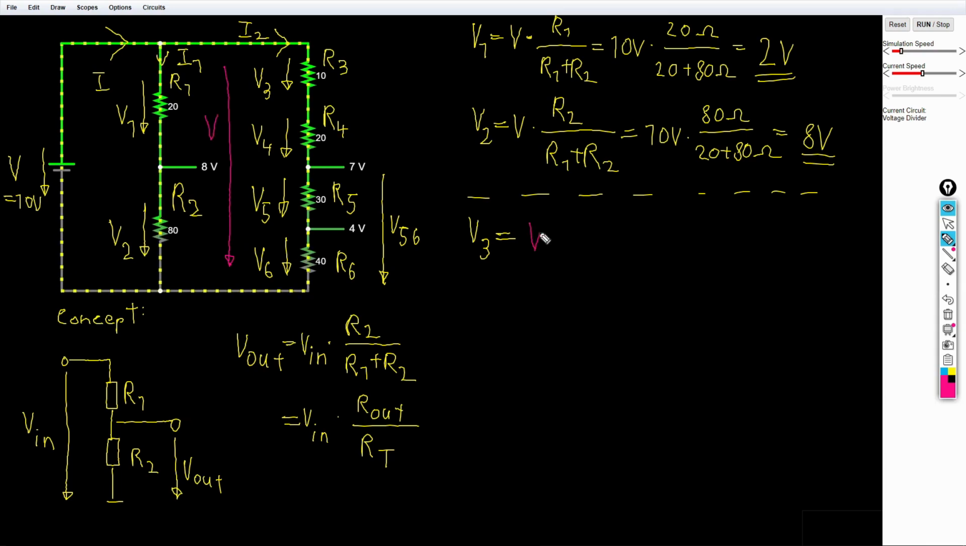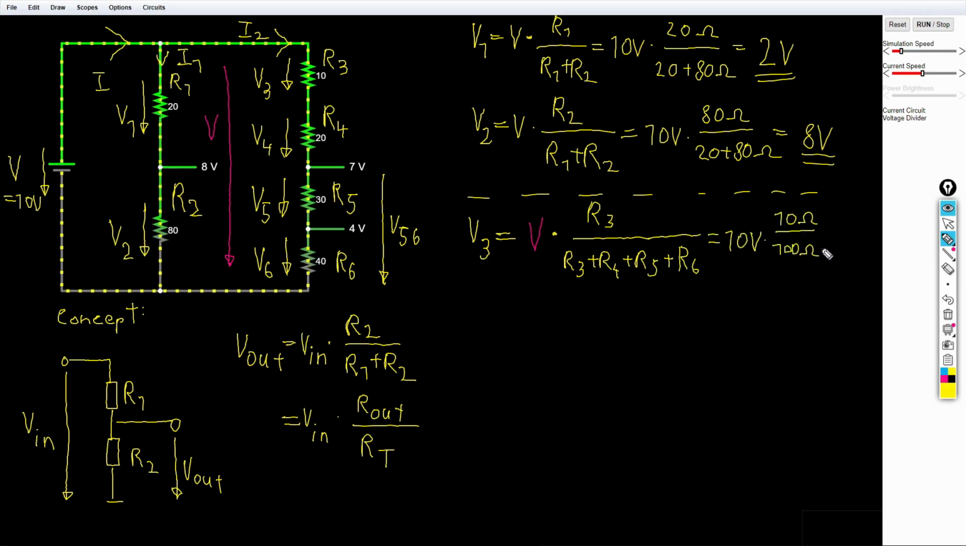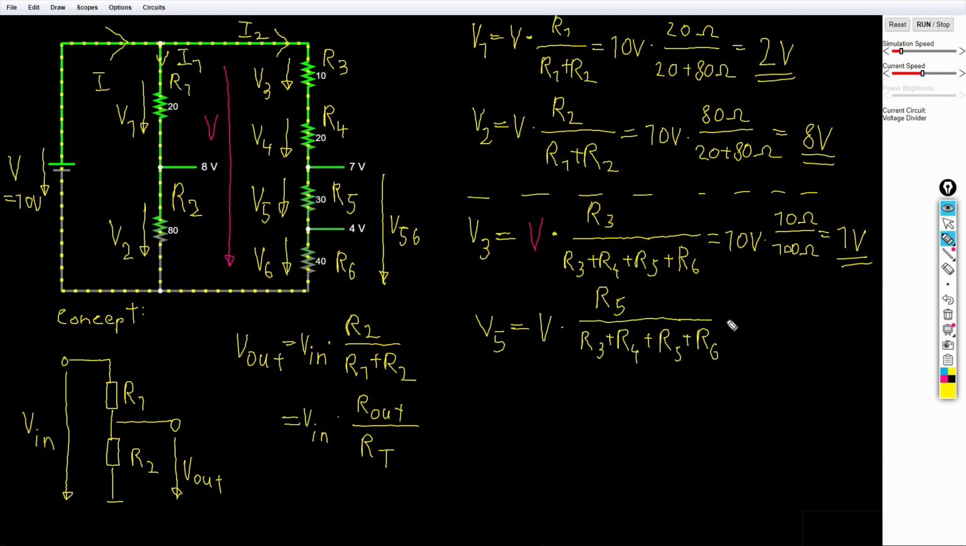For V3 we have V times output resistance, that is R3, over total resistance, and that is R3 plus R4 plus R5 plus R6. We can do the exact same thing for V5, but our output resistance and therefore the numerator of our equation is R5 instead of R3.